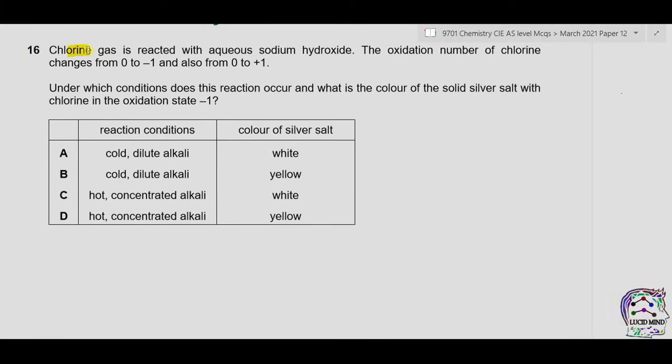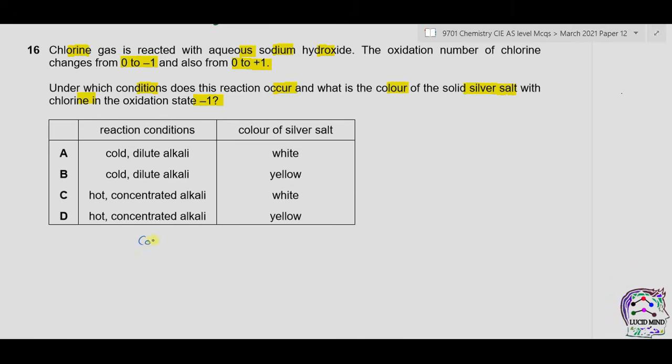Question 16. Chlorine gas is reacted with aqueous sodium hydroxide. The oxidation number of chlorine changes from 0 to -1 and also from 0 to +1. Under which conditions does this reaction occur, and what is the color of the solid silver salt with chlorine in the oxidation state -1? Let's write the reaction. We have two types of reaction. One is with cold dilute alkali. Second is with hot concentrated alkali.